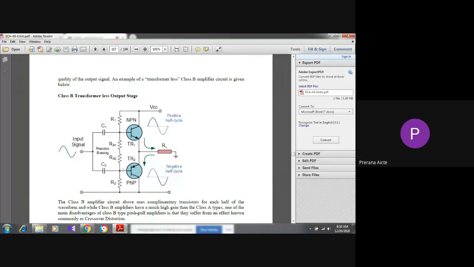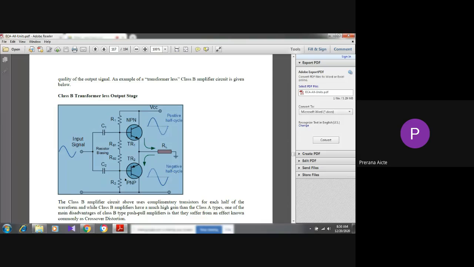This is the figure, complementary symmetry. Here we are using one NPN transistor and one PNP transistor. But even so, based upon the operation, we will get the full sine wave at the output side. In class B push pull, what we have learned is that we use two same type of transistors along with the center tap transformer. That is the drawback. But in class B complementary symmetry, there is no need of a transformer.